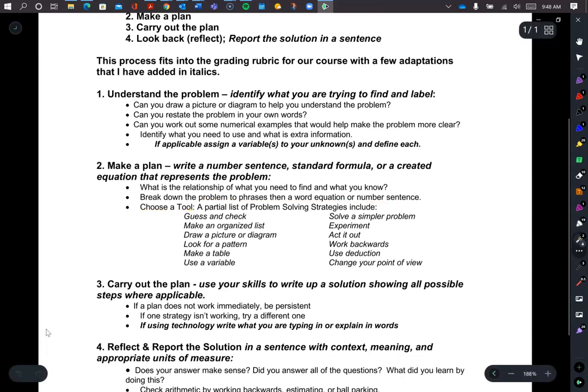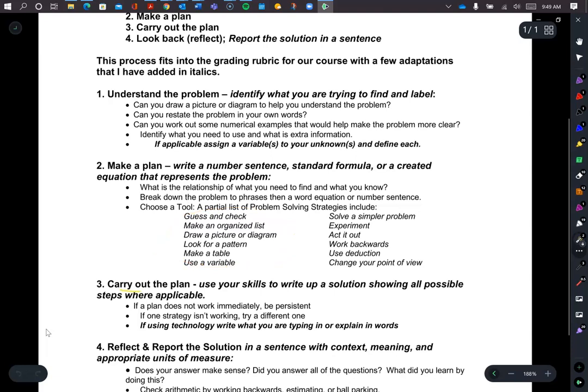Choose a tool. Here are several things that you could use: guess and check, make an organized list, draw a picture or diagram, look for a pattern, make a table, use a variable. You could solve a simpler problem, experiment, act it out, work backwards, use deduction, or change your point of view. Those are just some things that might steer you in the right direction. As we use things, we'll touch on them. We're probably going to use more of this side here.